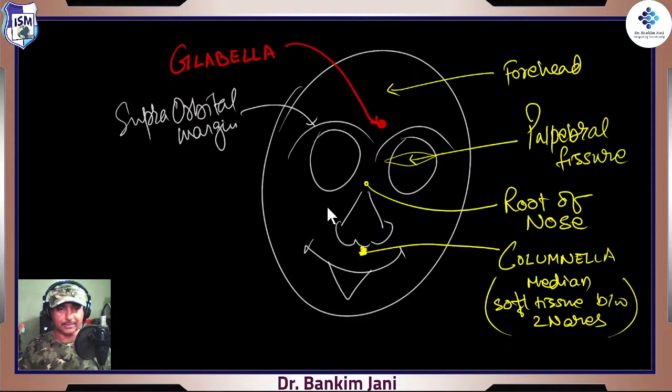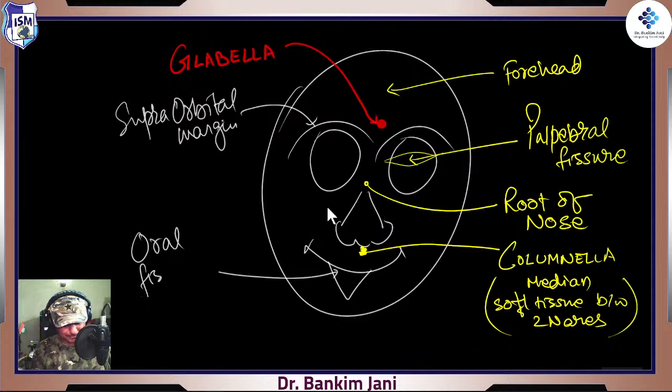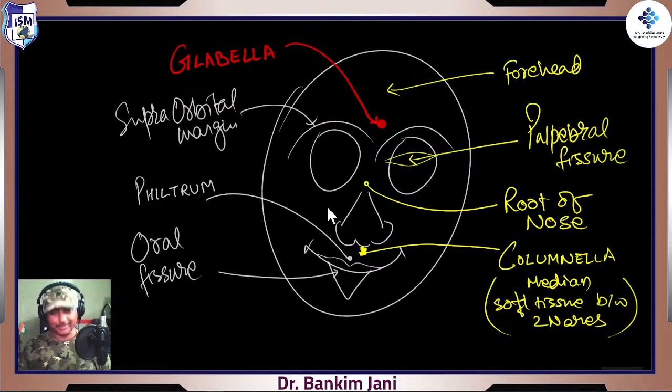So far things are easy. Then why call the mouth simply mouth? A new name, a good name is there. It is called the oral fissure. Baba, it is like just say mouth, but no, oral fissure. Okay, then let's draw the upper lip. Just above the upper lip there is a depression, that is called the philtrum. Remember the spelling, philtrum. Bas, I think this much is enough.